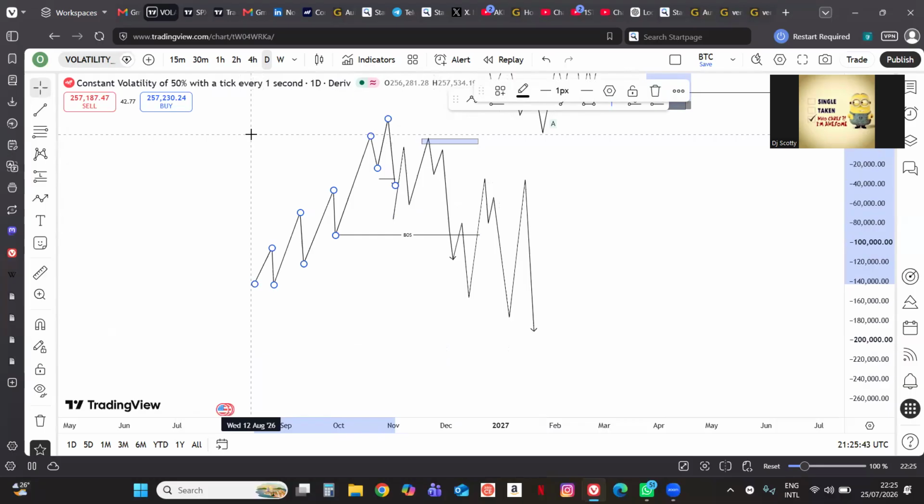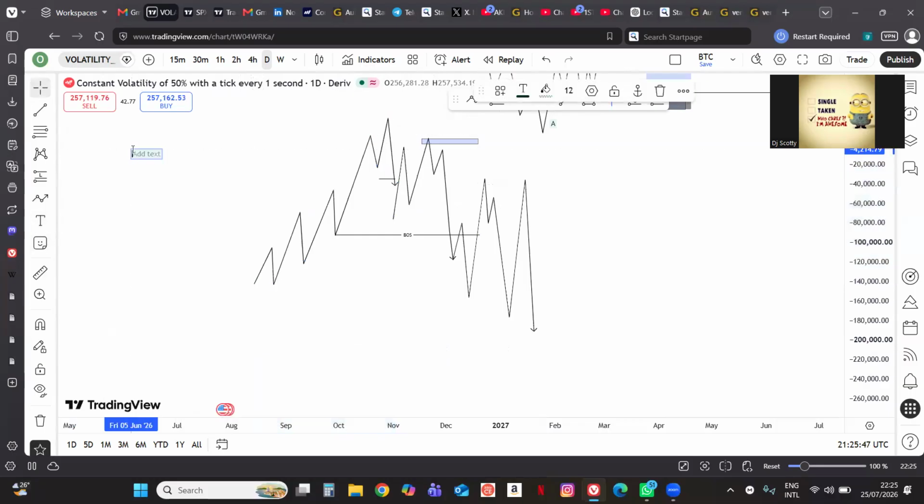So for you to say that there's a breakout, the things we are looking for: number one, we need to identify the breakout structure. Then number two, we need an inducement into that breakout structure, and we need the inducement to be swept.